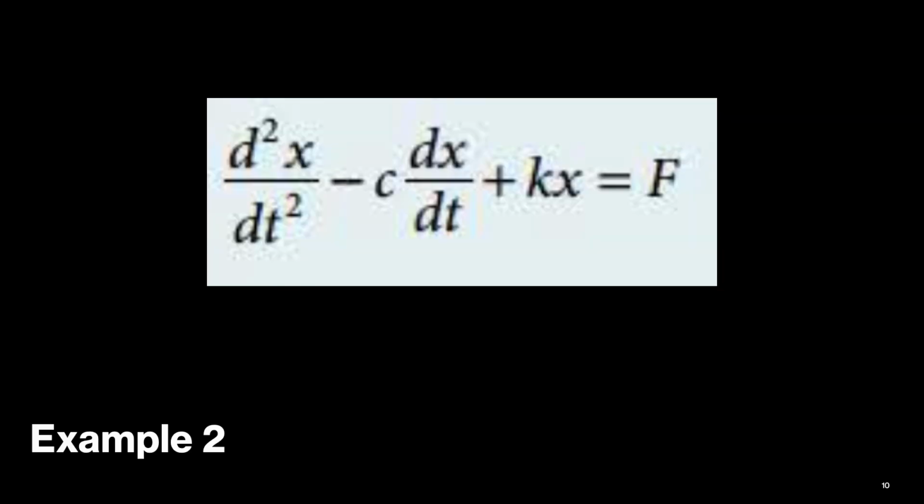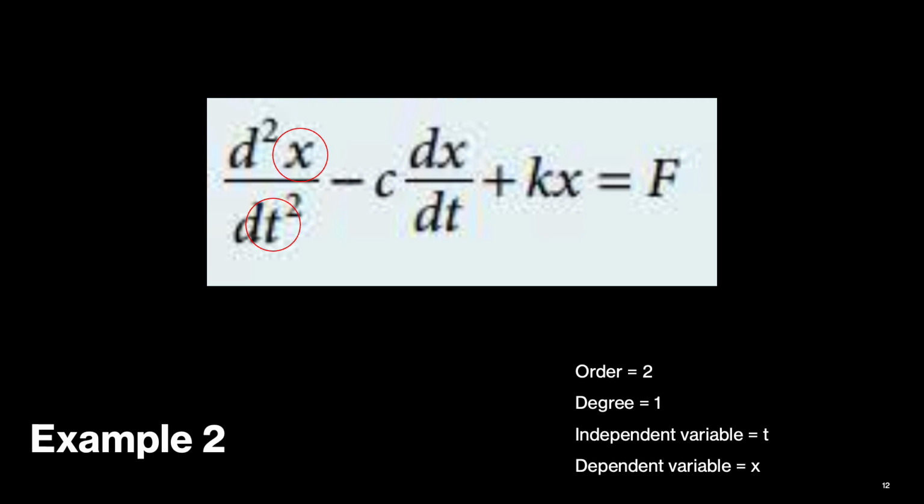Example 2. In this question, we can identify that the order is 2 as d squared x over dt squared is the highest order. And then to find the degree, we would look at the power of the highest order, which in this case would be 1. So we could say the degree is 1 and the order is 2.